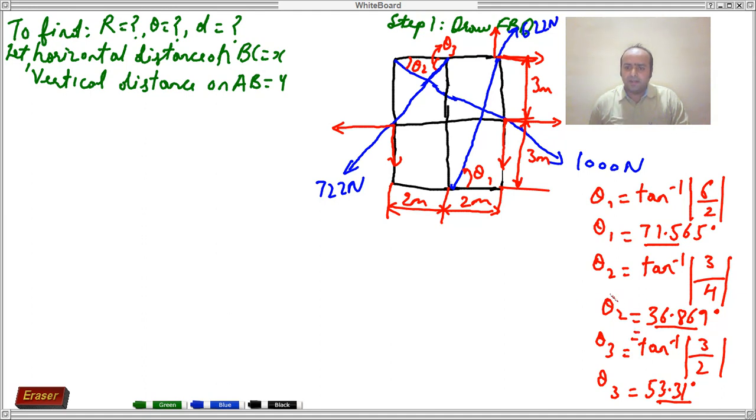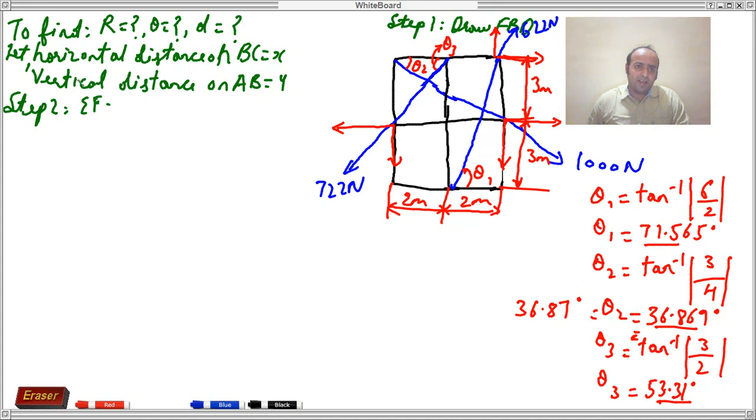So I'll be considering theta 2 is equal to 36.87 degrees. Okay, so same will be considered in the calculation. Let us go for step number 2. So now I'll be writing the step number 2 over here. Step 2 is summation of Fx, towards right to be considered as positive.